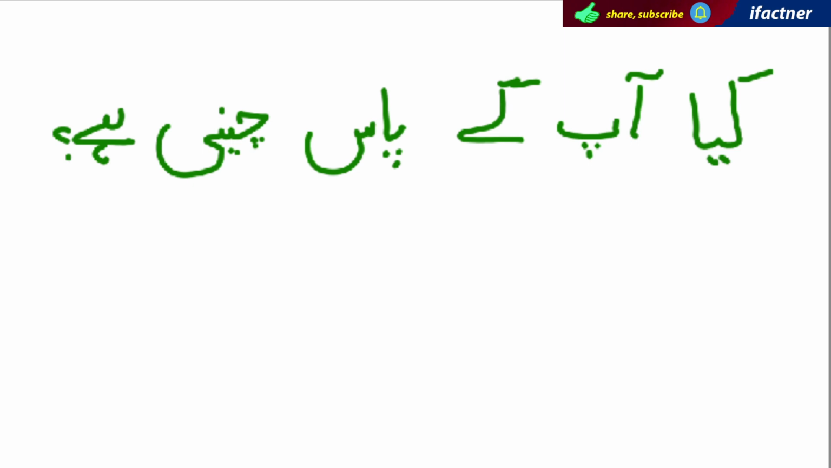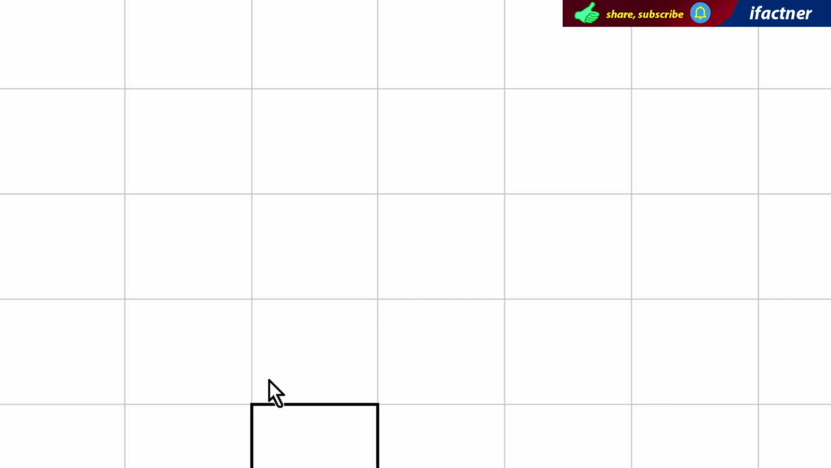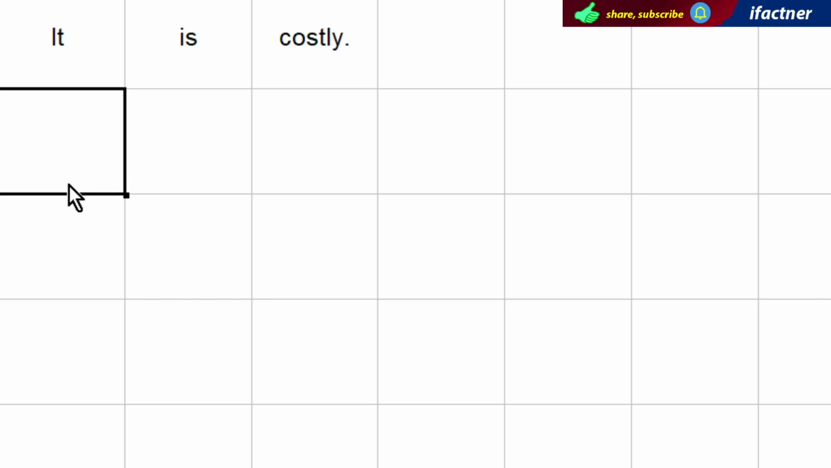Now let's suppose we want to bargain and we want to say it's costly. It is costly. Or it's pricey. It is pricey. So how do we say it is costly in Urdu or it is pricey? So in Urdu we will say ये है महंगा.